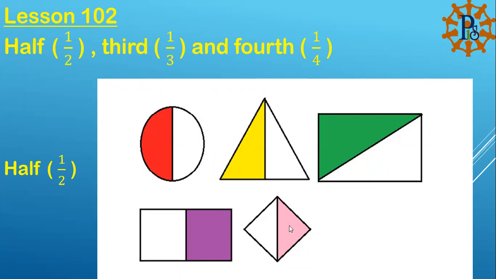Here in this square we divide it into two equal parts, as you can see. And the pink one represents half of the square. So all of these shapes, we divide into halves. So this is an example for halves, okay?